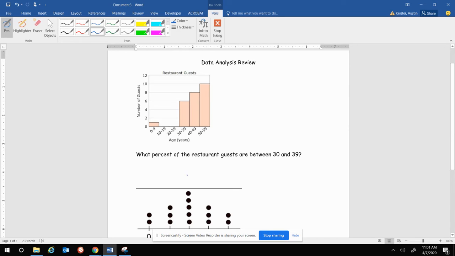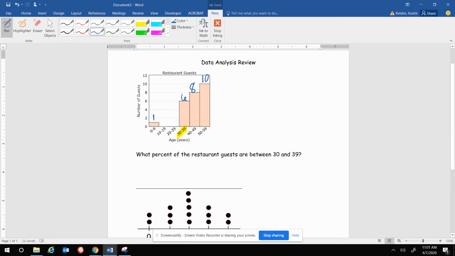And it says, what percent of the restaurant guests are between 30 and 39? Well, between 30 and 39 is right here. So that's the category we're looking at. But remember, we said the first thing we always want to do on a histogram is write the number above each bar. So right there, 0 to 9, I have one person. Between 30 and 39, I have 6 people. Between 40 and 49, I have 8. And then between 50 and 59, I have 10.